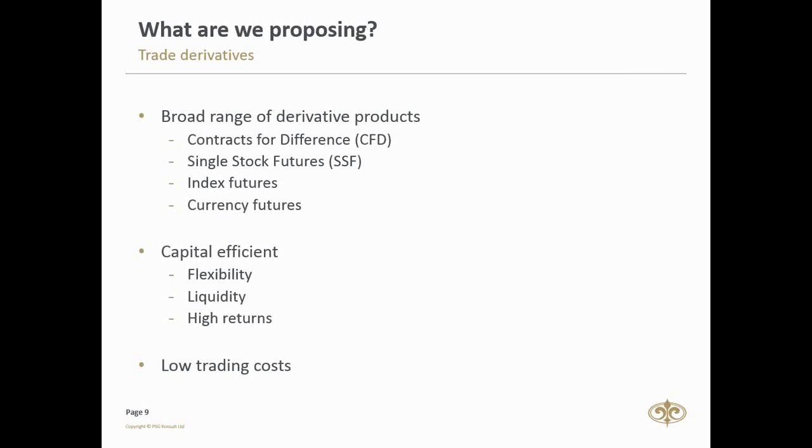So what we are proposing today is, why are we trading derivatives? There's a broader range of derivatives that PSG Wealth offers: contracts for difference, single stock futures, index futures, and currency futures. I'll go into more detail in the following slides on the pros and cons of those derivative products. But all these derivative products, number one, are capital efficient, and that's the main thing we're going to talk about today: leveraging.